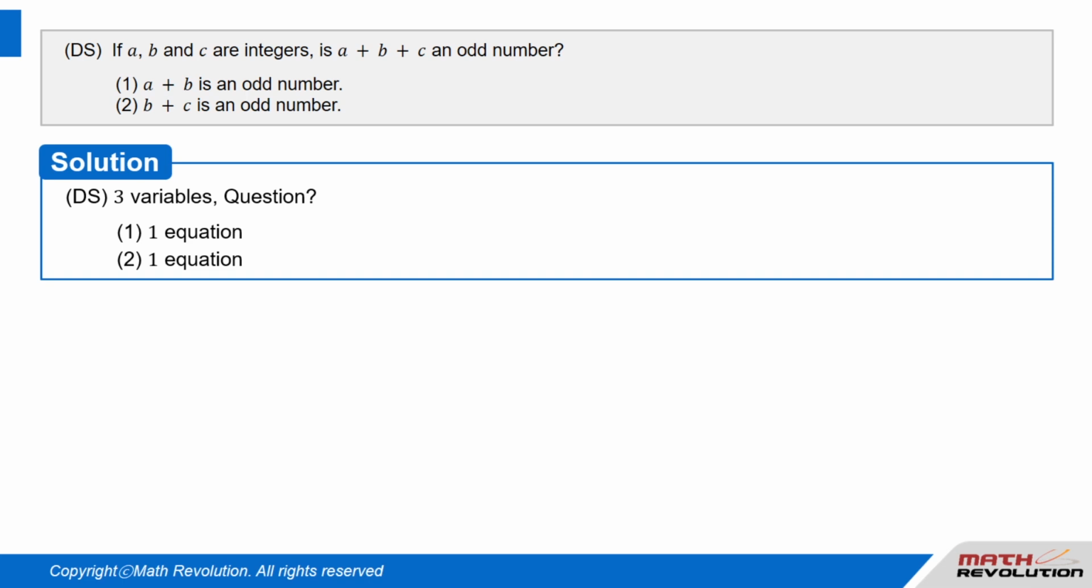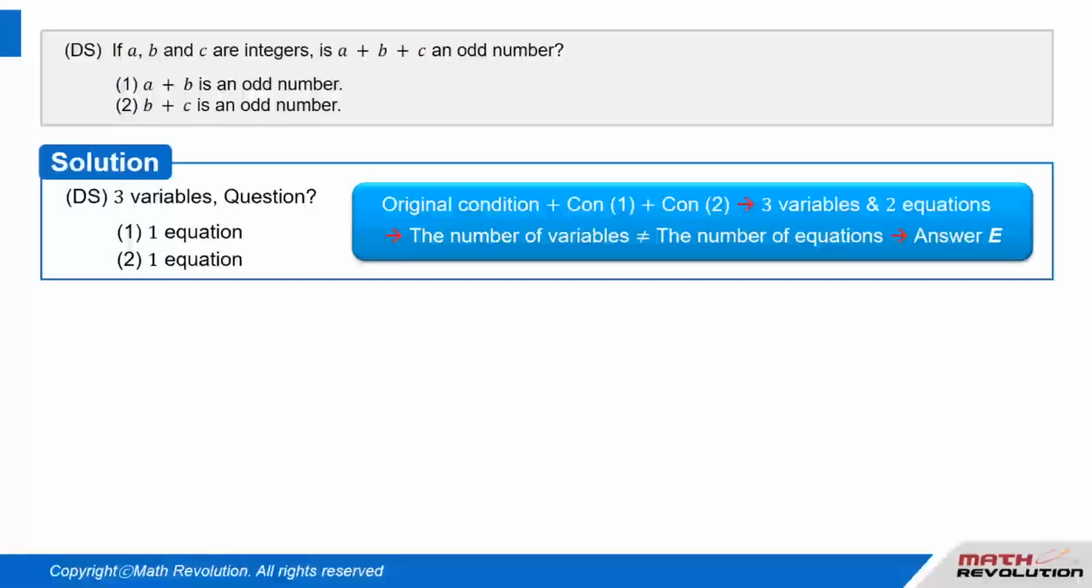Now, 3 variables would generally require 3 equations to allow us to solve for the variables. We know that each condition would usually give us an equation each, resulting in a total of 2 equations, one each from condition 1 and condition 2. However, since we need 3 equations to match the numbers of variables and equations in the original condition, the unequal number of equations and variables should logically give us an answer E.